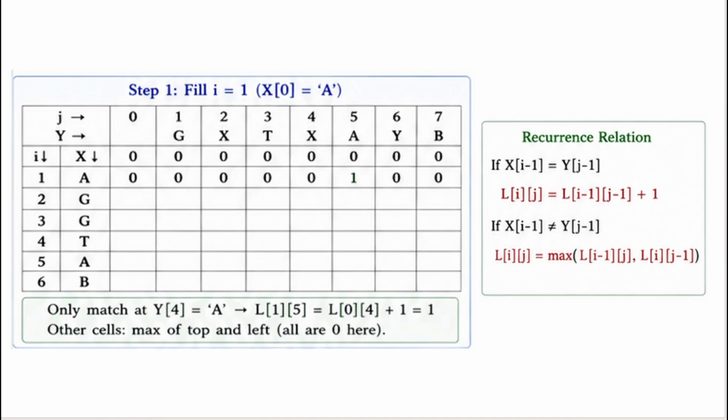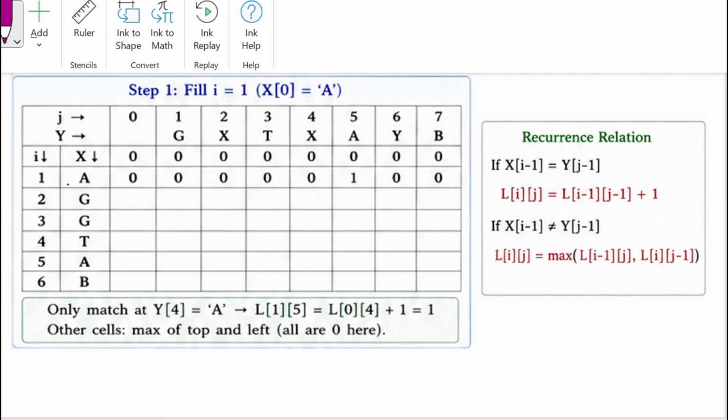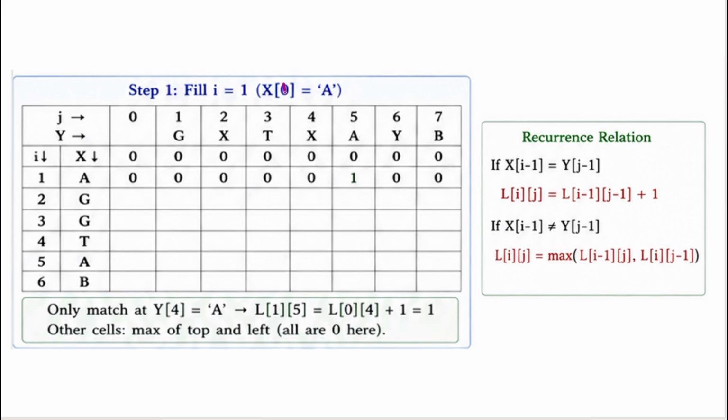Here, let's check it out. So this here is x, not x of 0, here x of 1, right? X of 1. Here also y of 5. What y of 5? Some increment mistake is there. So x of 1 is a, and check this with all the characters in the y.